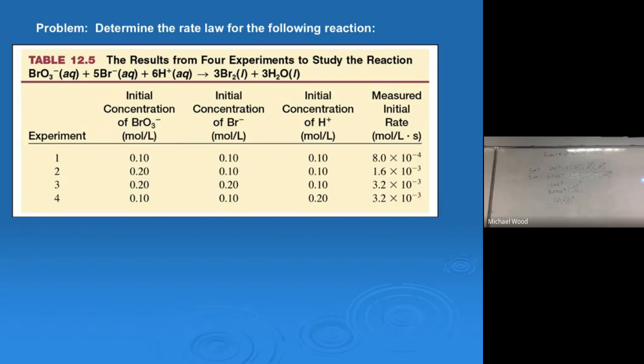So X comes out to be 1. So we would then say, going back up here, that X is 1. So this is first order, and I'm going to talk about that here in a second. This is first order in terms of the bromate ion. And if I'm going too fast or there's something at home you can't see, let me know. Okay.